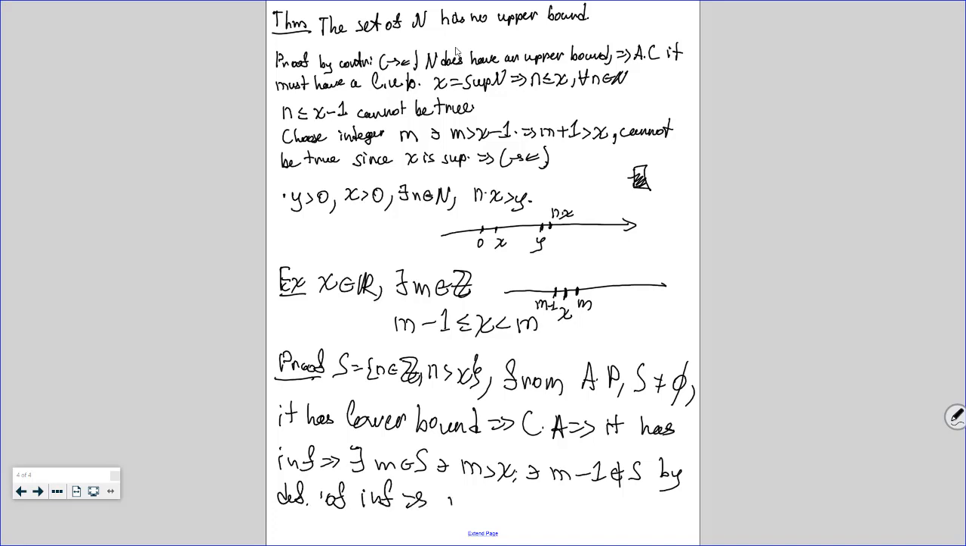So from here, m minus 1 should be less than or equal to x and less than m. There is an important relationship between the set of rational numbers Q and the larger set of real numbers R. The rational numbers are dense. What we mean by dense is that the rational numbers are in every interval. Whatever interval we take, this interval should contain rational numbers.